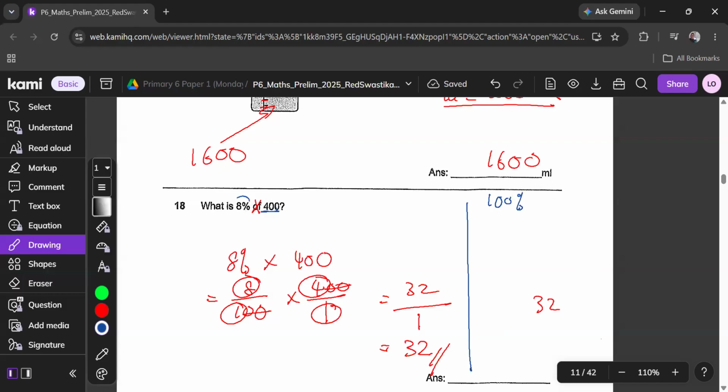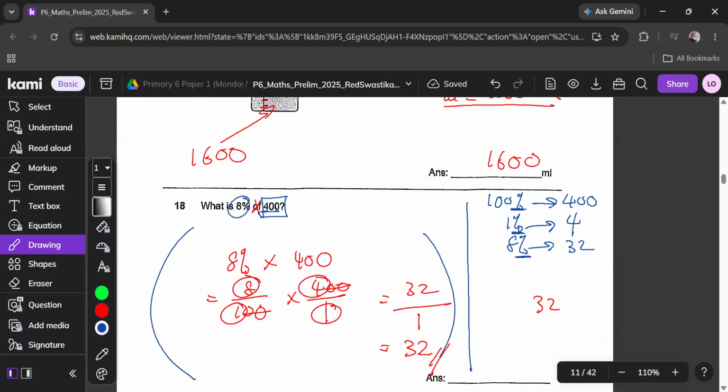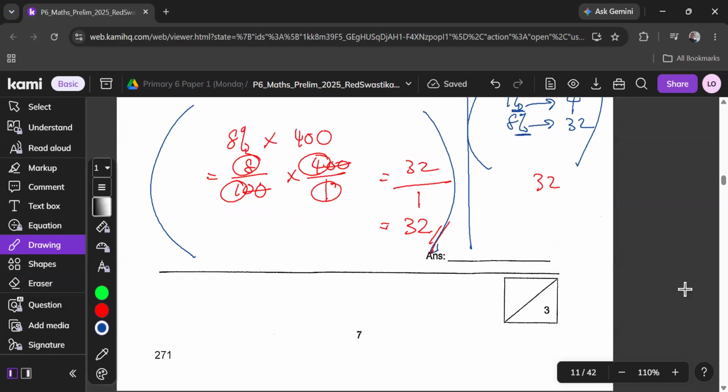100%. What is this percentage talking about? It's talking about this, right? Which is your 100%. Then you find 1%, you get 4. 400 divided by 100, you get 1%, 4. 8% is 8 times 4. So when you do it like that, the percentage is units. All these are units. So you have two ways to get the same answer. You can do this or you can do this. Okay? So there are two ways. Got it? Okay, let's go on to question 19.